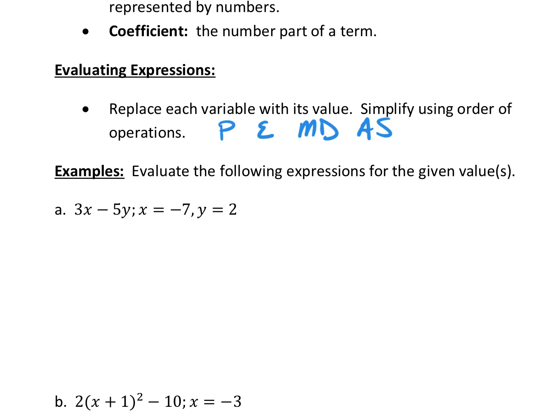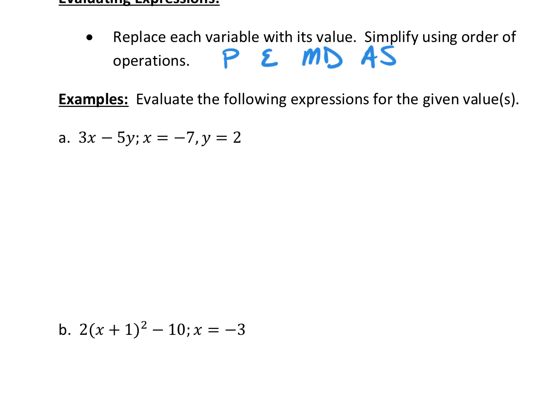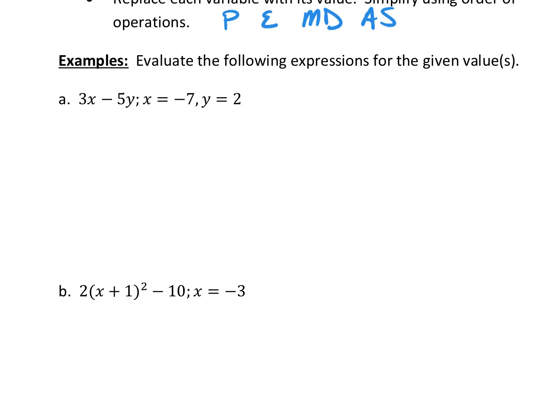All right, so let's go ahead and look at example A. We have 3x minus 5y, and we are told x is equal to -7 and y is equal to 2. So the first thing we want to do is replace each variable with its value. So wherever I see an x in my expression, I'm going to replace it with a -7. We have y equals 2, and so wherever we see y, we want to replace it with a 2.